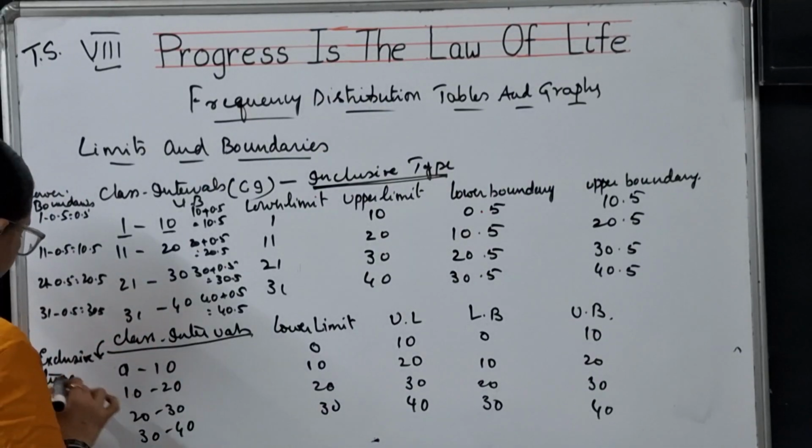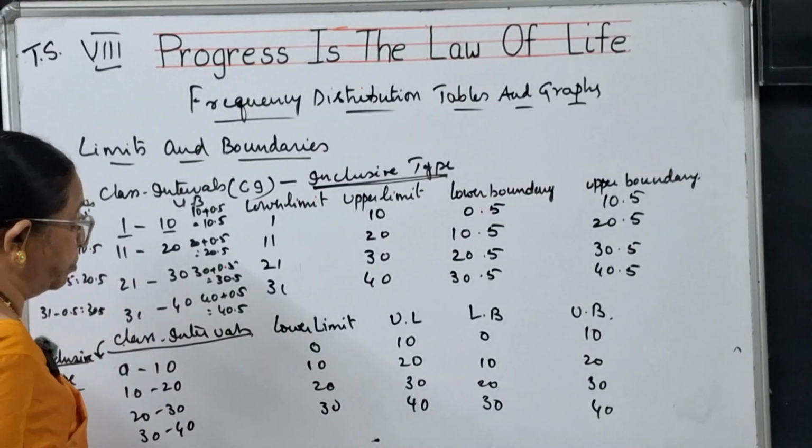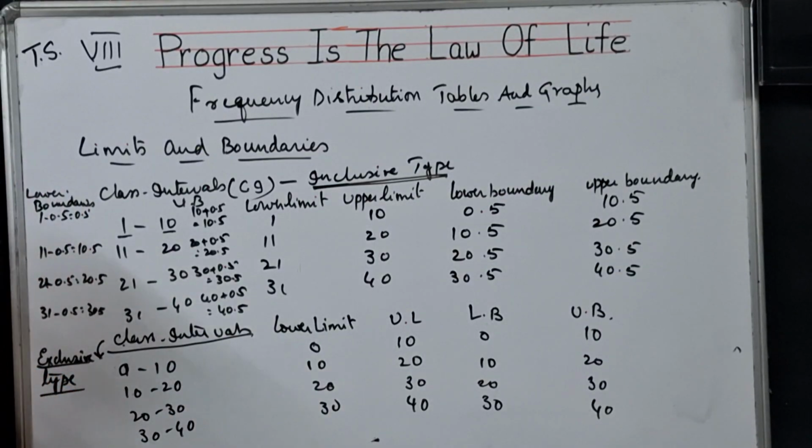Exclusive type of class intervals these are. Why is it exclusive type of class interval? Because 10 is repeating here. So if you want to take the number 10, you should take it here only, not here. So you are excluding it here. This value you are taking in the next group, not in this group. So it is called exclusive type of class interval.